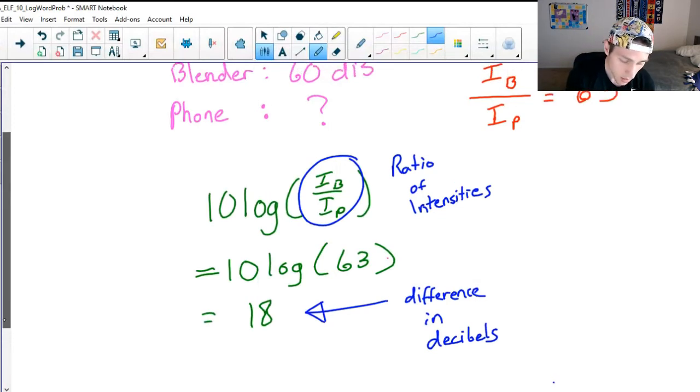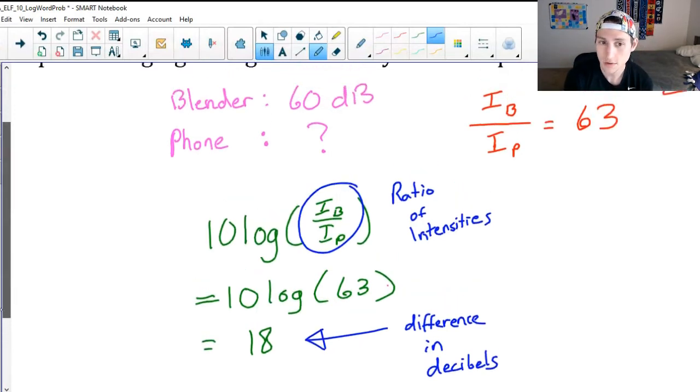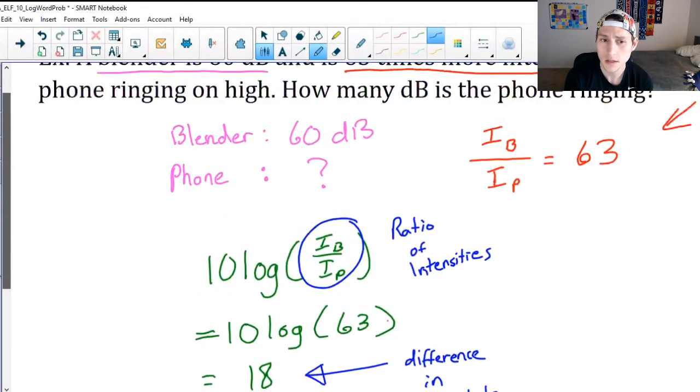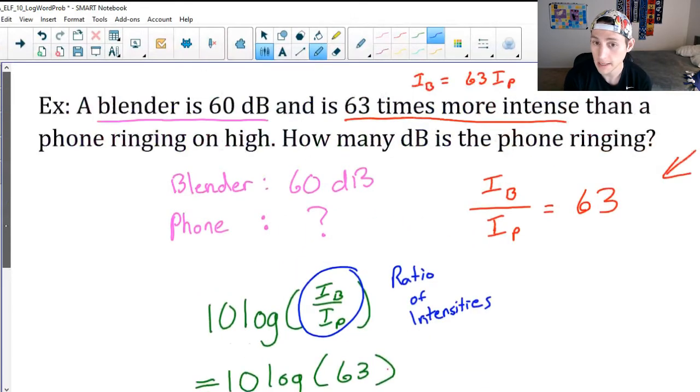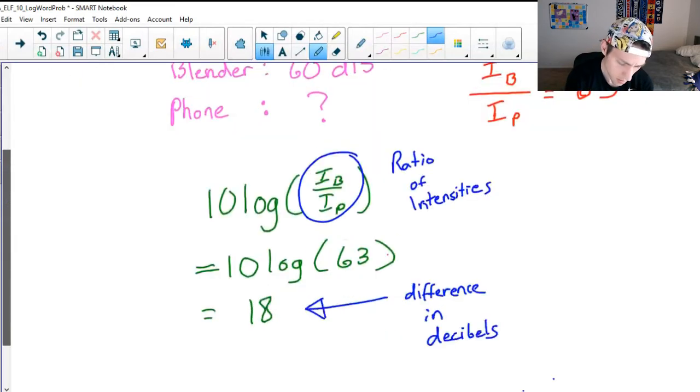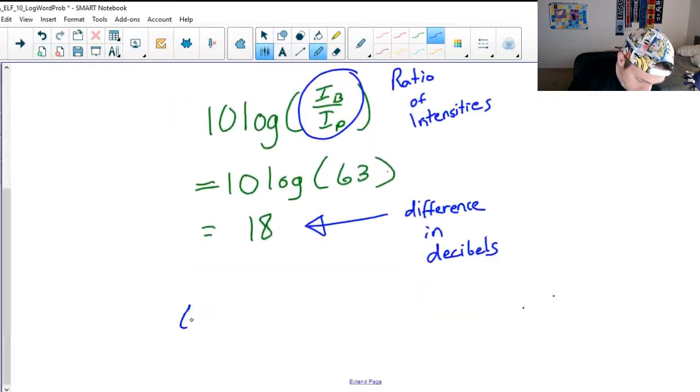Okay, so let's go back to the beginning. We know the blender is 60 decibels. The phone is, we don't know how many decibels, but we know it's less than the blender. So I'm going to take 60 and subtract 18.